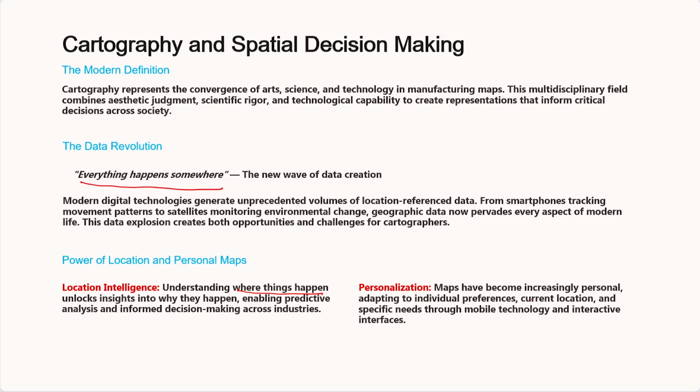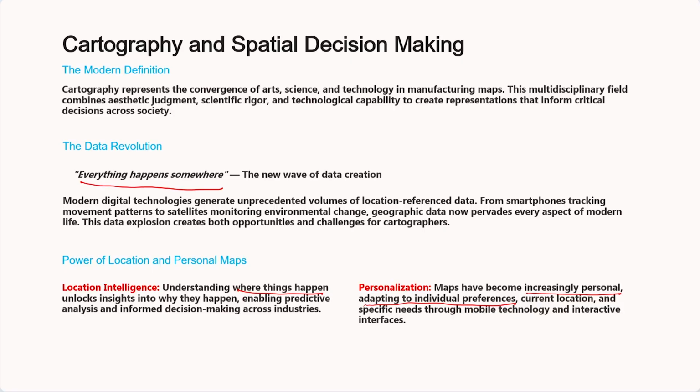Maps have become increasingly personal, adapting to individual preferences, current location and specific needs through mobile technology and interactive interfaces. Now we have Amazon and many others who try to deliver everything, and that is part of this. That is called location based services, map based services.